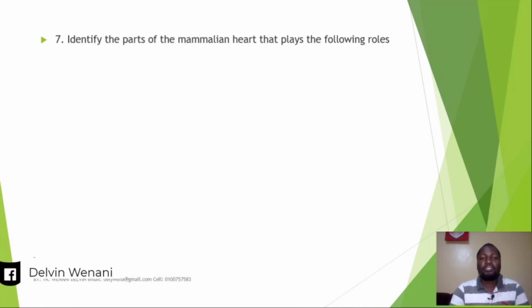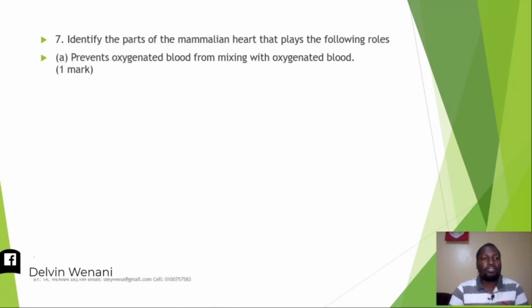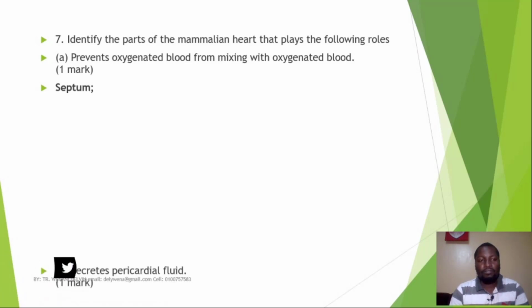Identify the parts of the mammalian heart that play the following roles. Role number 1, prevents oxygenated blood from mixing with deoxygenated blood. And this is the septum. The septum is in between the 2 chambers of the heart. That septum is the one which prevents the mixing of blood.